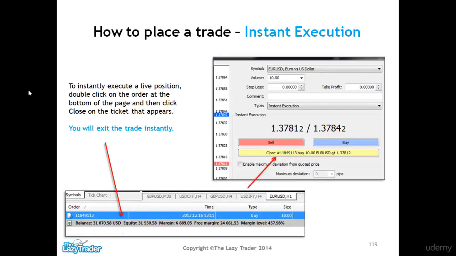So if we do happen to enter the market by means of instant execution, then what we can do is double click on the trade itself and the order ticket will come up, giving us the opportunity to modify either the stop loss or the take profit levels respectively, or we can even exit the position if we wish.